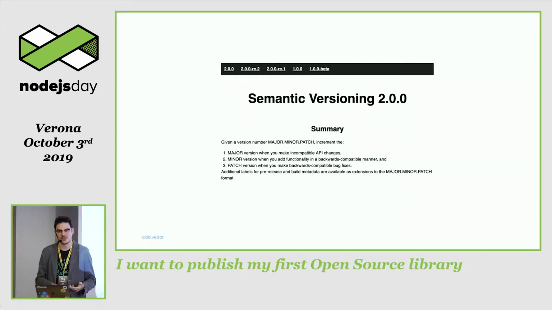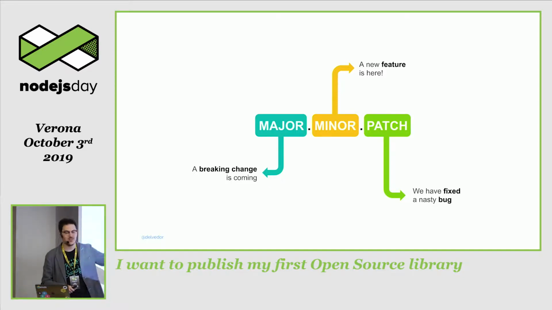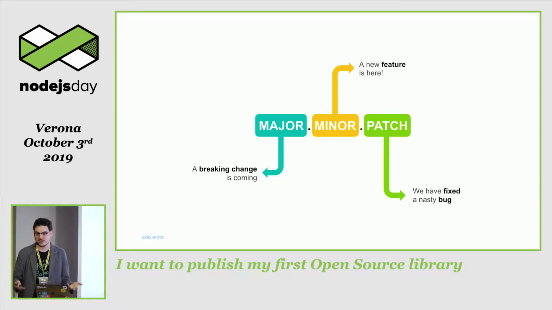The name is semantic versioning, and it works in a quite easy and understandable way. You have 3 numbers, major, minor, and patch. If you increase the major, there is a breaking change. If you increase the minor, there is a feature. Otherwise, if you increase the patch, there is a patch, a bug fix.